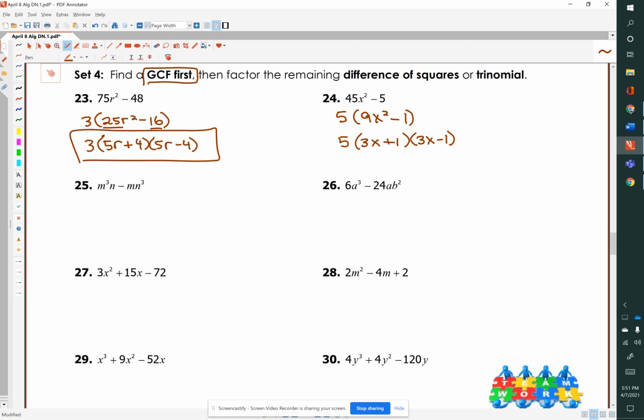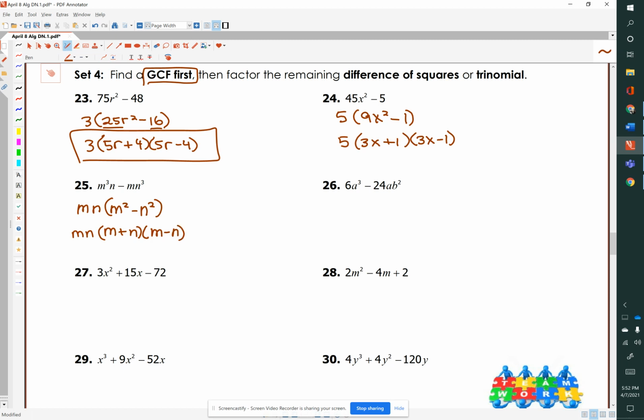Number 25, we have no coefficients, but we can factor out 1m and we can factor out an n. So let's factor out 1m and 1n, and let's see what we have. That would give us m squared minus n squared. Now we've got a difference of squares. So let's write our factored out mn. That would be m plus n, m minus n.